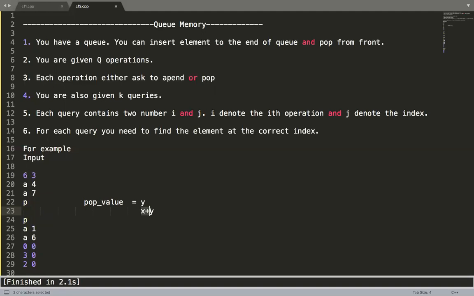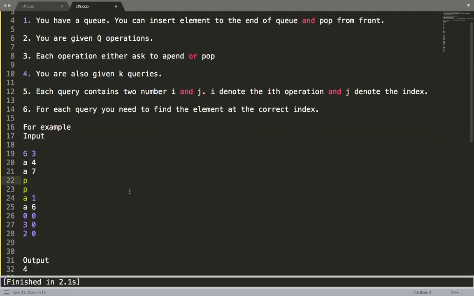I hope this is quite clear why it is x plus y, because they are saying what is the value at index x, and I know that before the ith operation, or equal to the ith operation, total number of pop values are equal to y. It means I need to find the element at index x plus y. Okay, so instead of popping, I'm going to store the element at every index, and then I'm going to find out. So I'm going to show you the demo for the first input output. It is going to make it more clear to you.